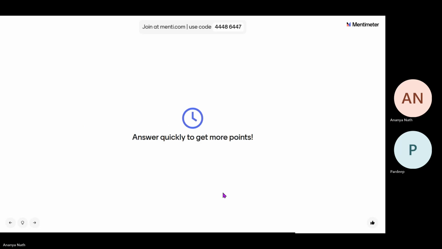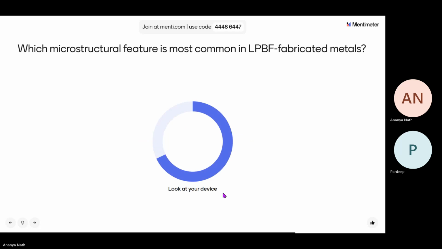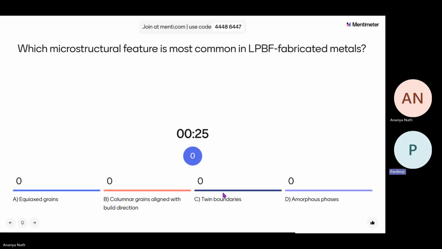Question. Which microstructure is most common? Microstructural features, I will tell you this also.